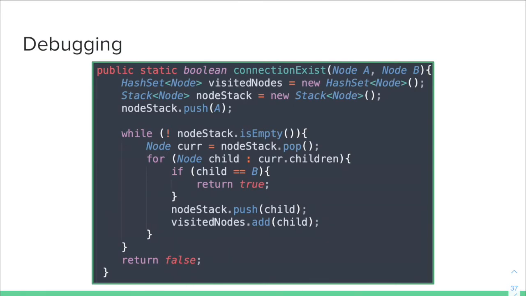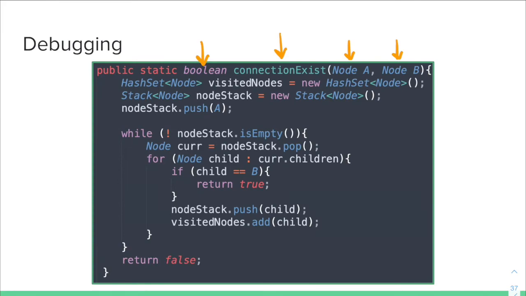So let's take a quick glance at this code here and try to get an understanding of what it does. So right off the bat, we know it returns a Boolean variable, so true or false. The method name also gives us a little bit of a hint: connection exists, which comes from the problem statement as well. We see it takes two input parameters, node A and node B. So node A and node B are the nodes we're starting with, and we are trying to determine if there is a path between node A and node B.